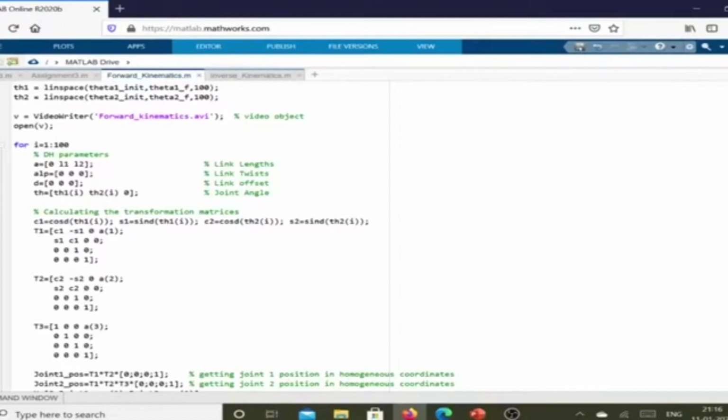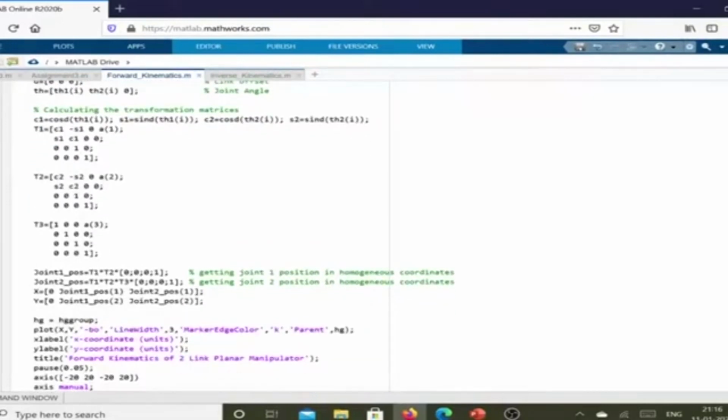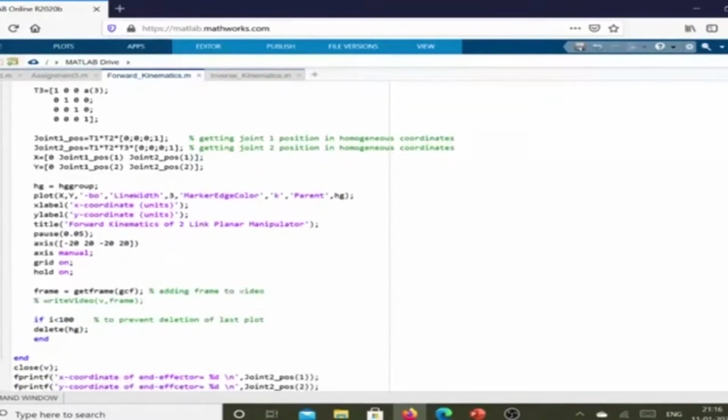Now, what are we getting? We are getting our joint position 1 and joint position 2. Then we are coming down and we are plotting. We can plot the x and y. Now what is x and y? X and y is an array.